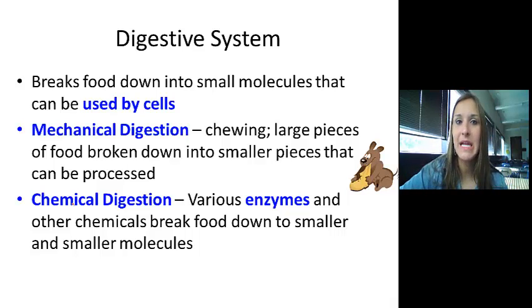So think about eating something. The first place it goes is your mouth, and your teeth and your tongue perform mechanical digestion. They're physically tearing the food apart.